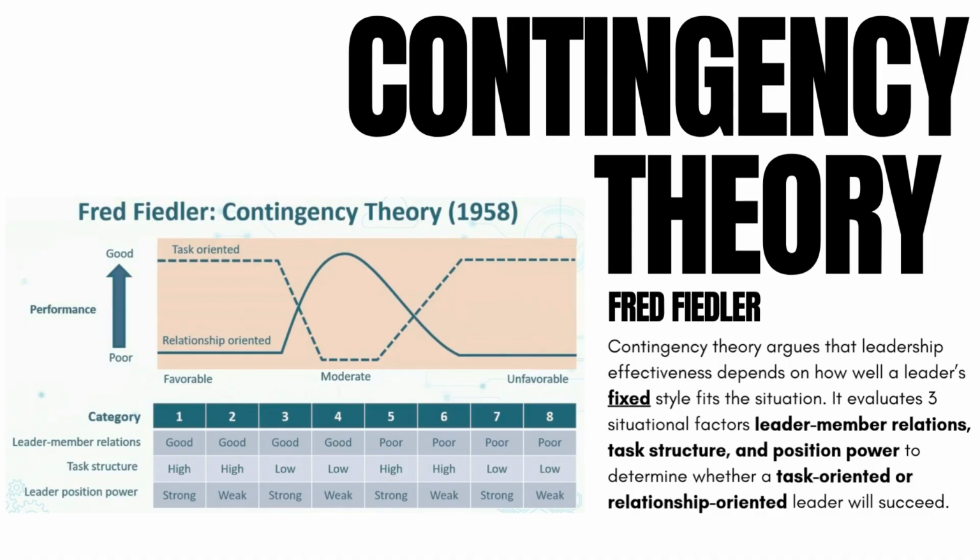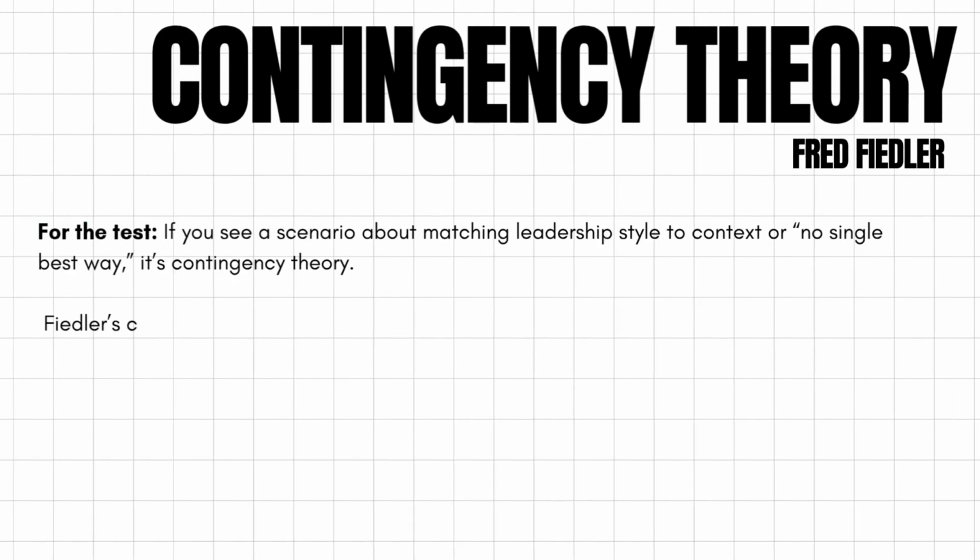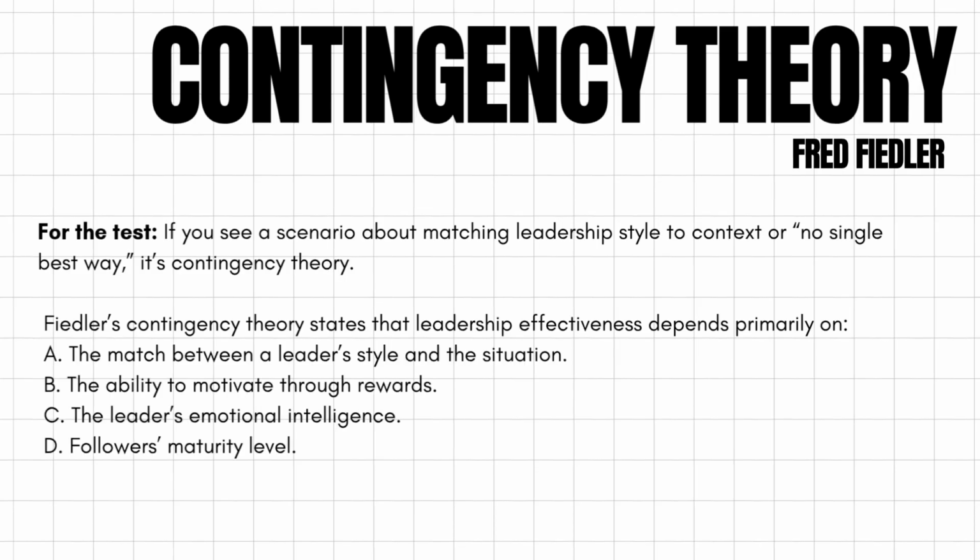Theory 4. Contingency theory by Fiedler. Contingency theory argues that leadership effectiveness depends on how well a leader's fixed style fits the situation. My memory cue is always Fred Fiedler has a fixed style. Contingency theory evaluates situational factors like leader-member relations, task structure, and position power to determine whether a task-oriented or relation-oriented leader will succeed. So for the test, if you see a scenario about matching leadership style to context or no single best way, that's contingency theory. It's the leader's style that is fixed.